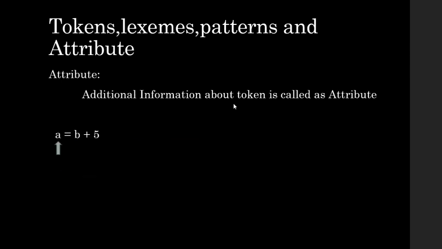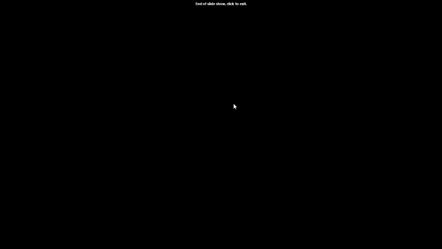Now, what is meant by an attribute? The additional information about a token is called an attribute. For instance, A equal to B plus 5 is an arithmetic statement. Now, see here, when we see this identifier A, it is the first identifier. Now, we make a pointer to a symbol table. Definitely, this A has to be entered inside a symbol table since it is an identifier or a variable. So the additional information given to an identifier or a token is called an attribute here.